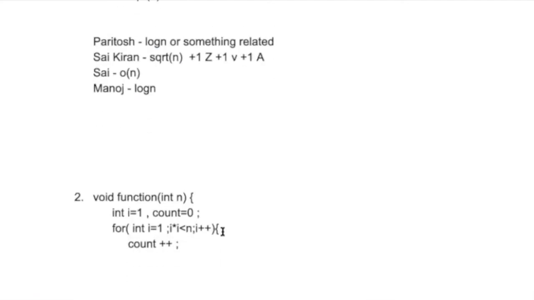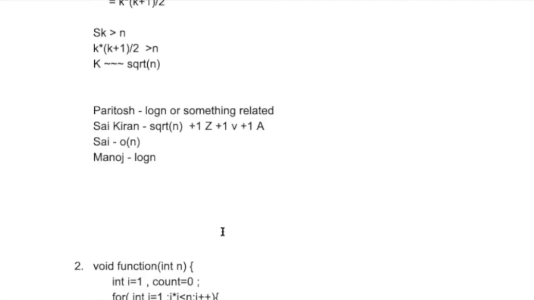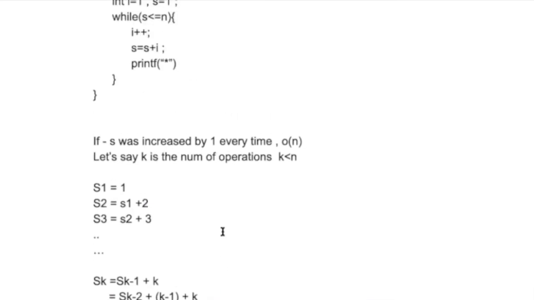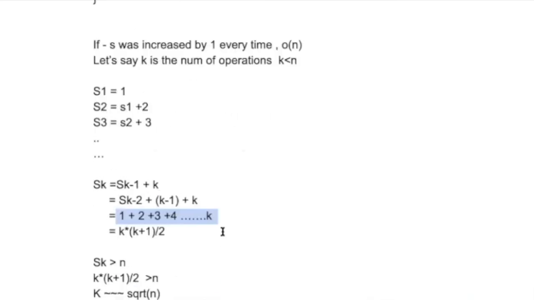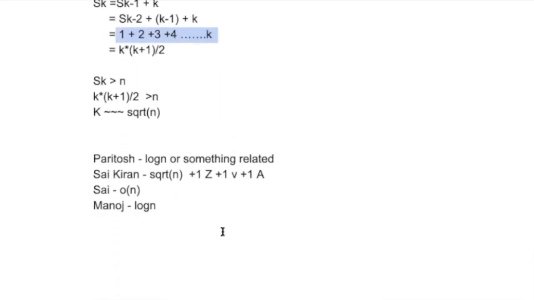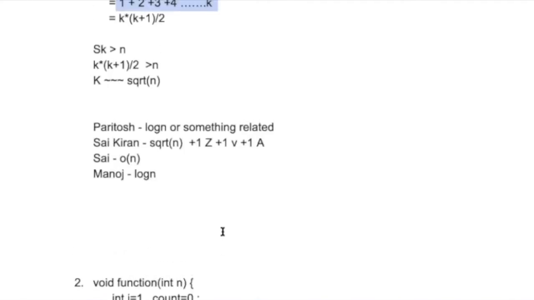Vishwa, can I ask a small question? The third line, you have written sk greater than n. I got that k into k plus 1 by 2, and so based on what have you taken a square root there?